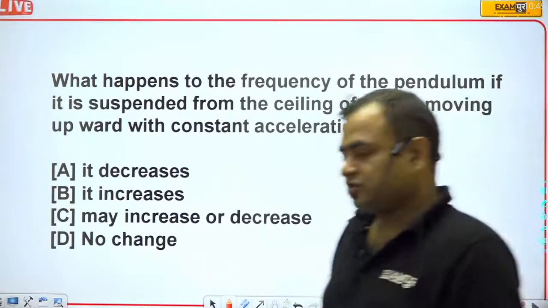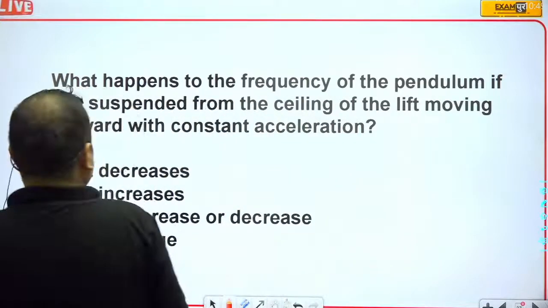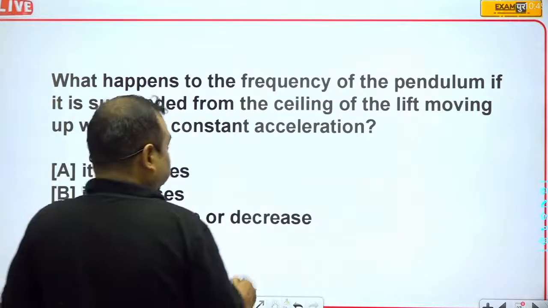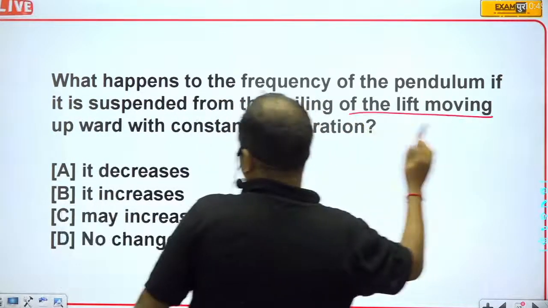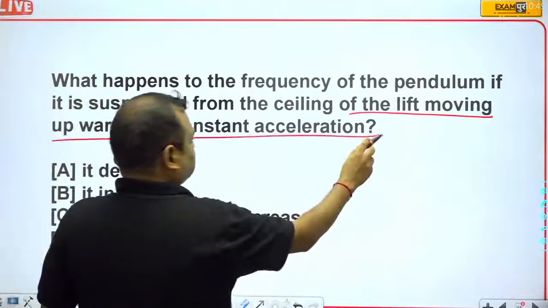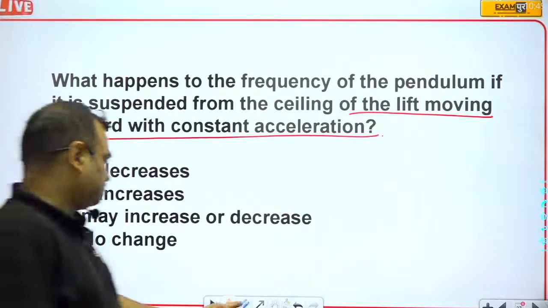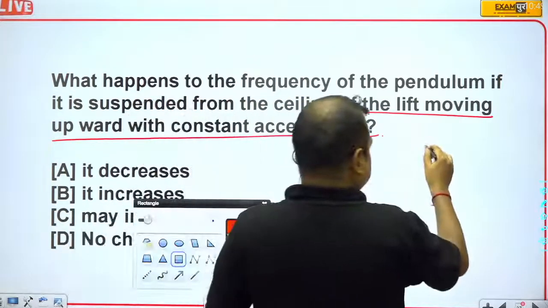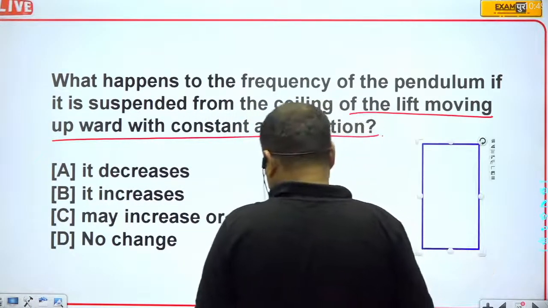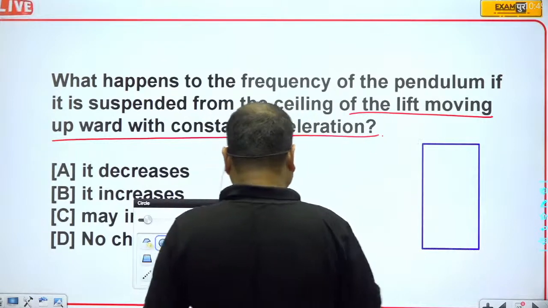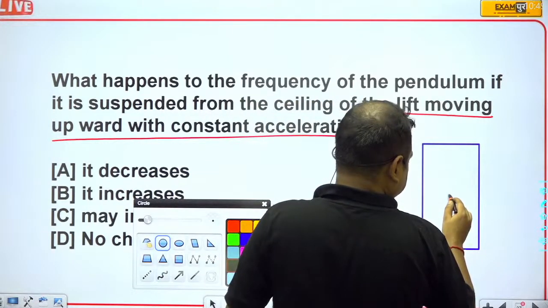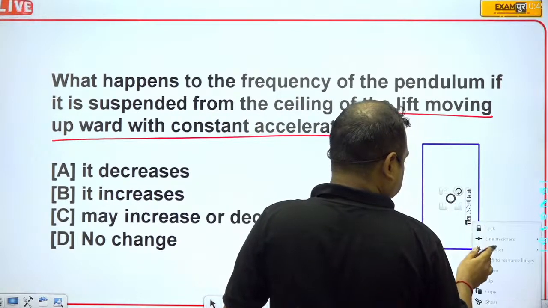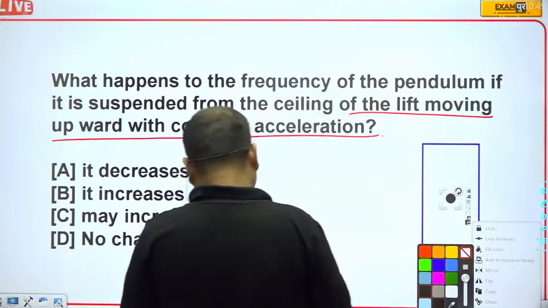Next question. What happens to the frequency of the pendulum if it is suspended from the ceiling of the lift, moving upward with constant acceleration? This is a very good question. Just imagine this is a lift, and suppose that this is a pendulum.